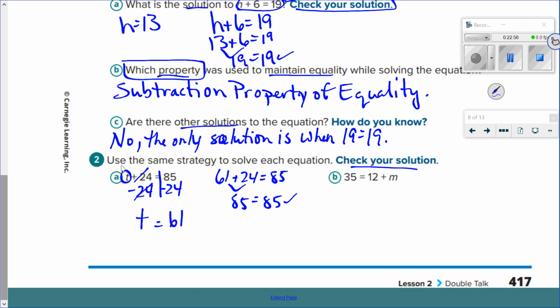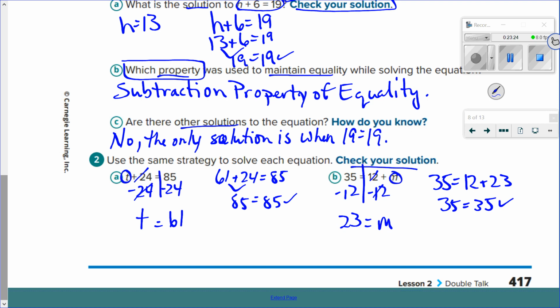Every one of these, the process goes the same. Start with circling your variable. Draw your line. Olivia could even answer this one. What's the opposite of adding 12? Oh, good job. So I subtract 12 from both sides. Gives me m. 35 minus 12 gives me 23. I substitute to do my check. 12 plus 23, 35 equals 35. Check.